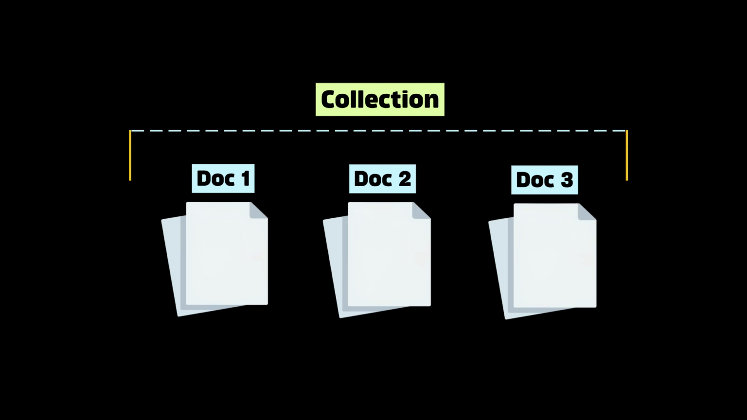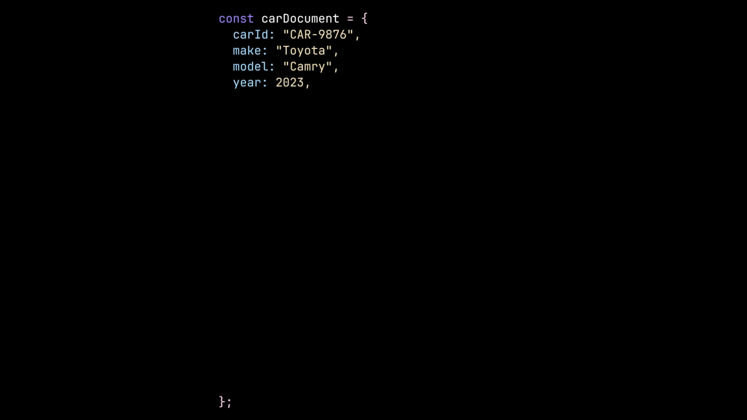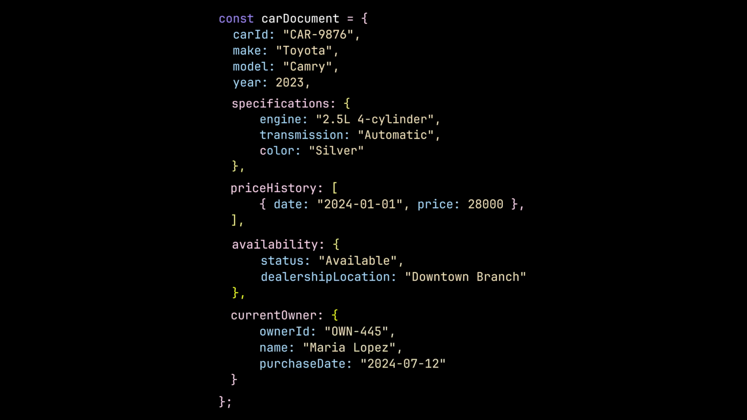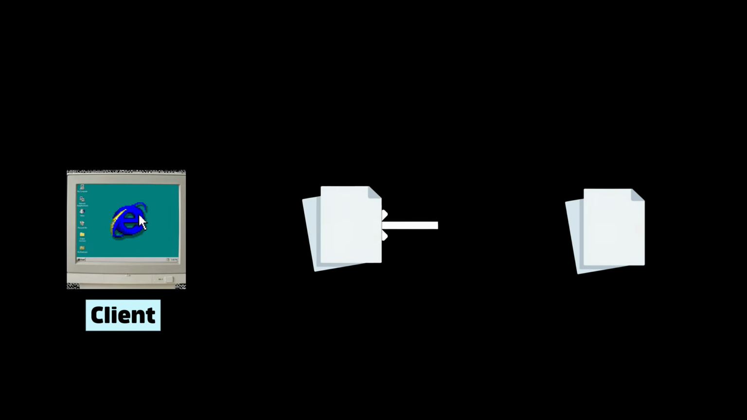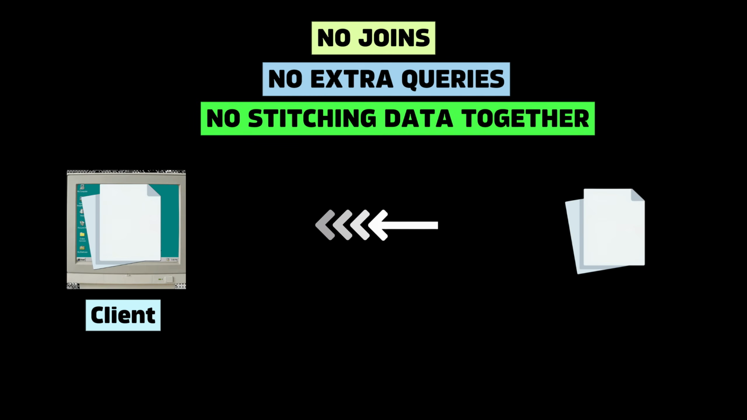There's no fixed schema forcing every document to look the same, which means your data can grow and change without constant migrations. You're encouraged to bundle related data together into a single document. Imagine a car dealership app where one document contains everything about a car: its specifications, price history, availability, and even the current owner. When your app needs to display that car, it can fetch one document and be done. No joins, no extra queries, and no stitching data together on the client.